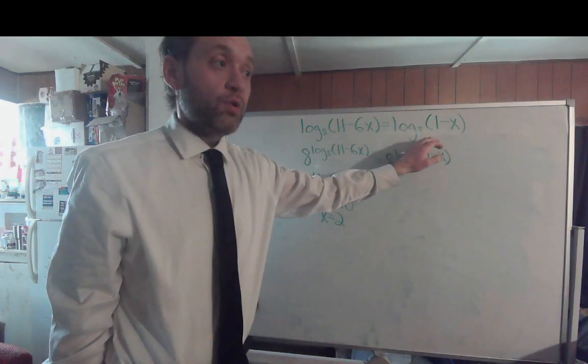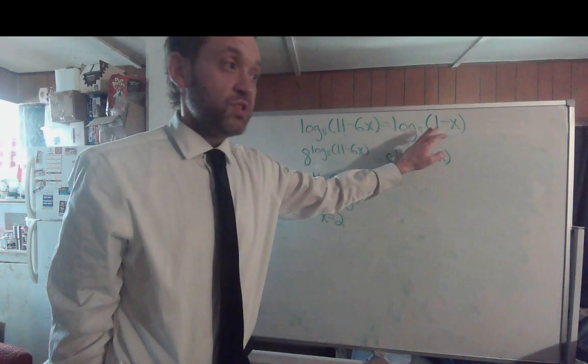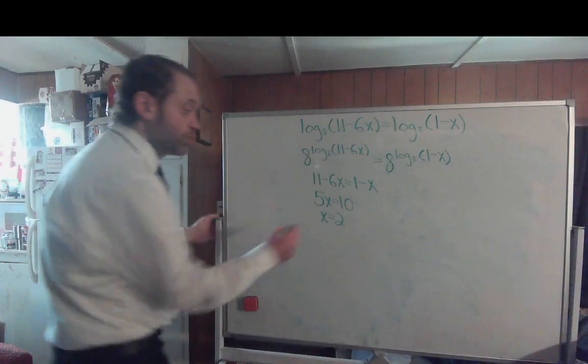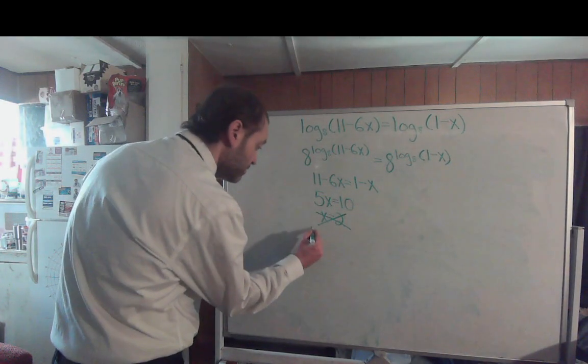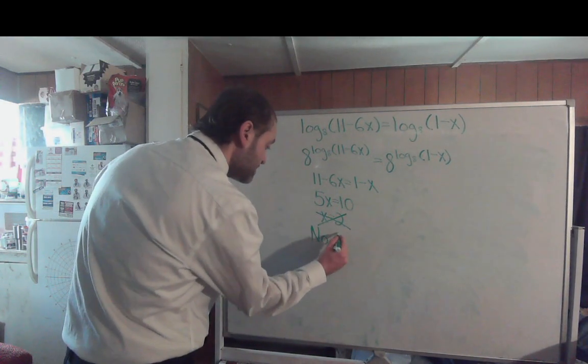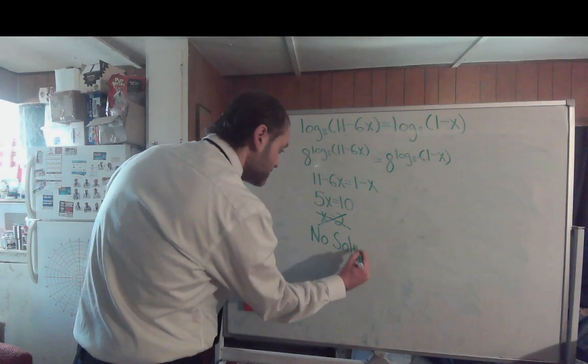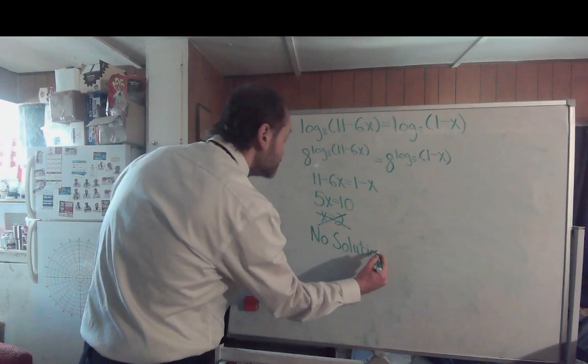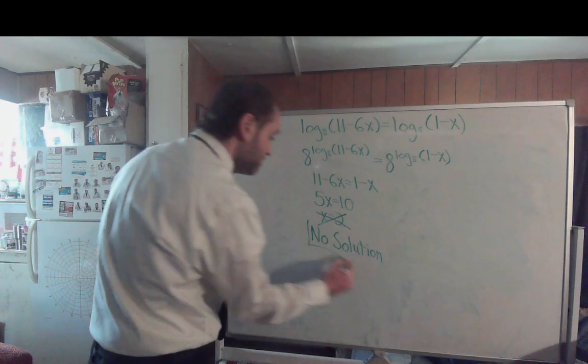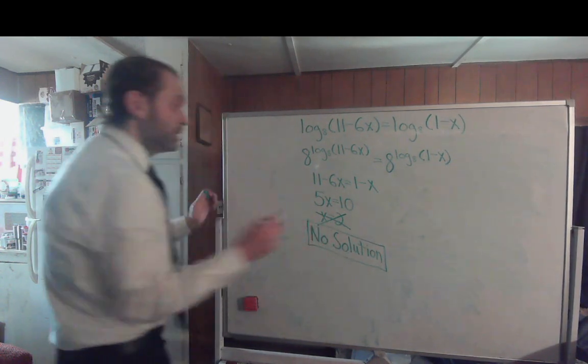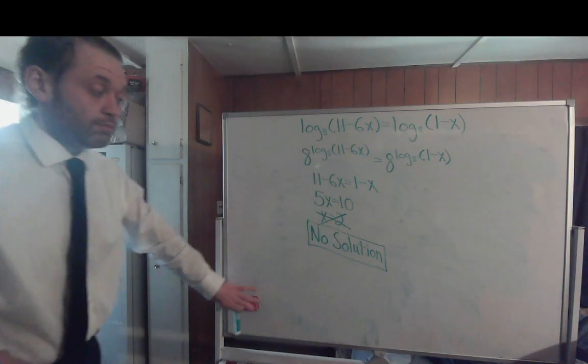There's no power you can raise 8 or anything else to get a negative number. So really and truly, we have no solution to this. X equals 2 is an extraneous solution because you would get the log of a negative number. So truly, there's no solution to this problem.